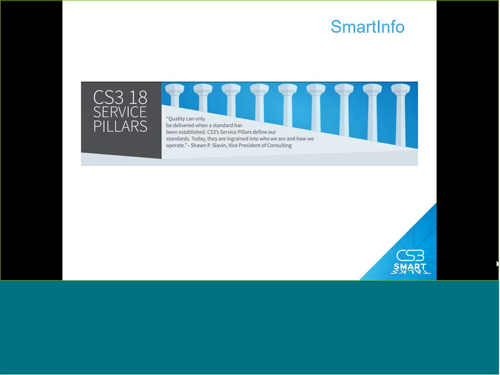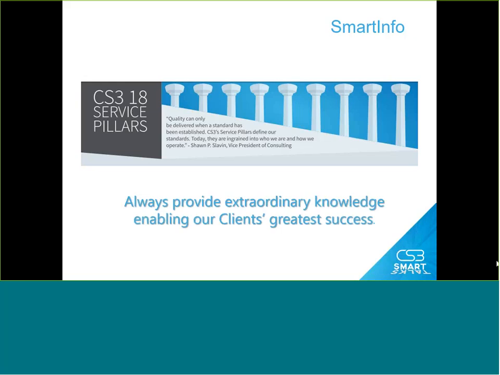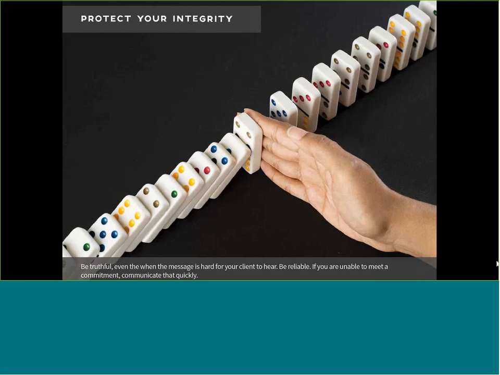We're on the 14th of our 18 service pillars. We're fortunate to have our VP, Sean Slavin, also known as our Chief Chaos Wrangler, spend a few minutes at each of these Smart Talks to introduce you to one of those service pillars. These are the pillars and standards we use as a company to judge our performance and measure the quality of service we provide to each of you. Our pillars define how we work to achieve our central purpose: to always provide you with extraordinary knowledge, enabling your greatest success. This month's pillar is Protect Your Integrity.